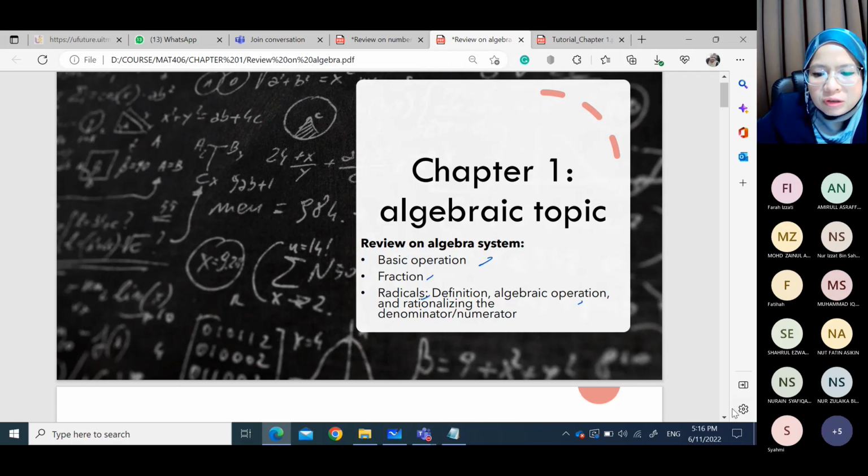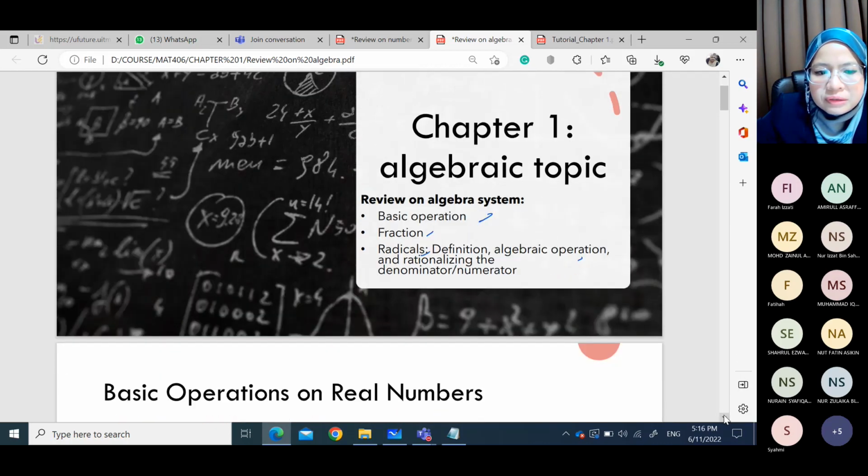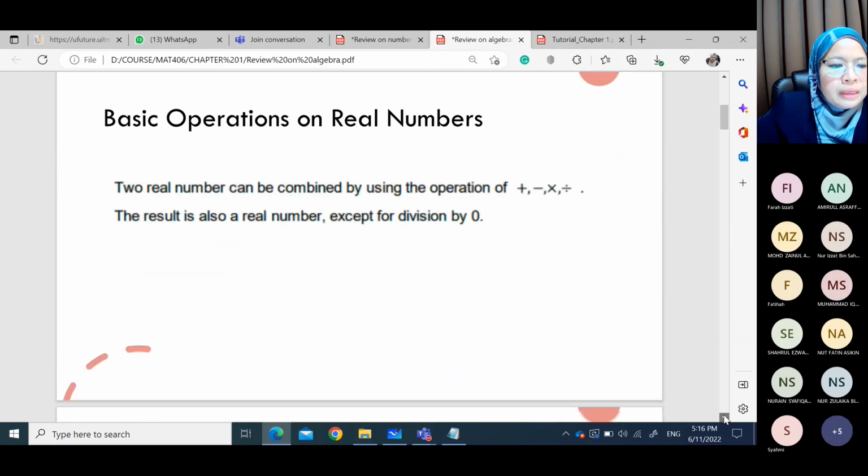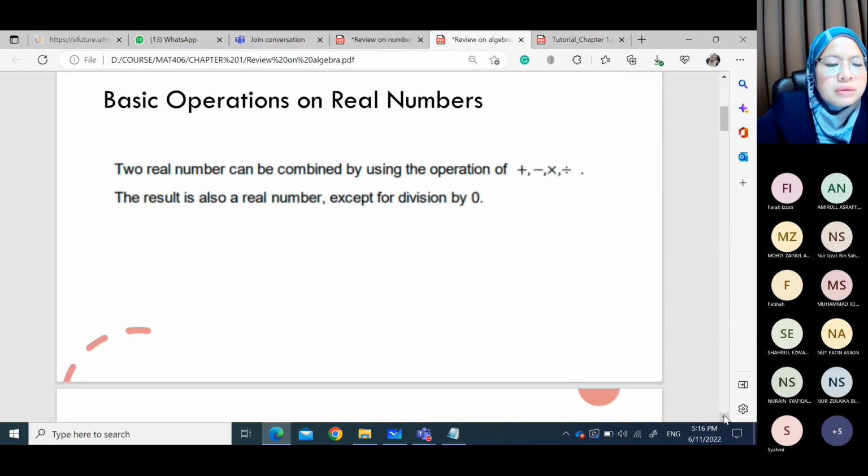Okay, so now we look at basic operations. What are the basic operations in mathematics? Okay, so in basic operation on real numbers we have 4 types. Ialah tambah, tolak, darab bahagi. Ini kita panggil sebagai basic operation. Okay, so bila kita nak operate ataupun nak gunakan basic operation, sekurang-kurangnya dia mesti ada 2 number.